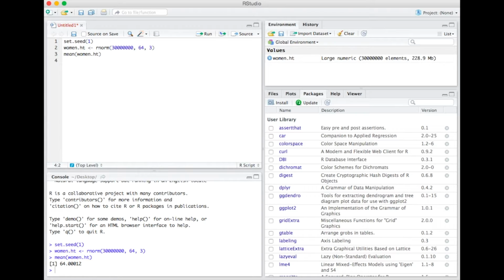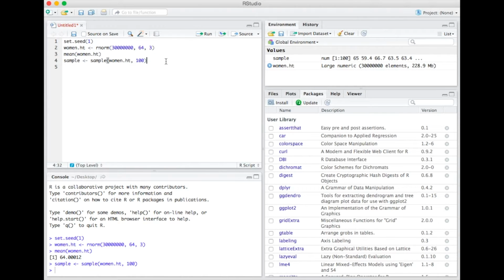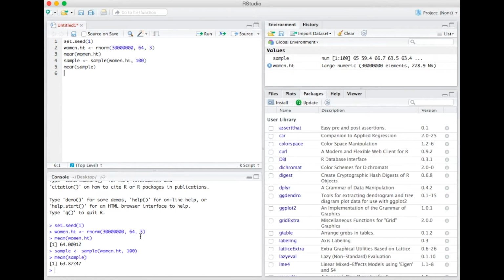Now let's say that I want to take a sample from this distribution that I just created. So I'm going to call my sample sample. I'm going to use the command sample. I'm going to tell R that I want to sample from these 30 million observations that I just created, and I want to take a sample of size 100, like we have been doing. So I can take that sample, and then let's look at the mean of that sample. So the mean is 63.87-ish, so pretty close to 64.